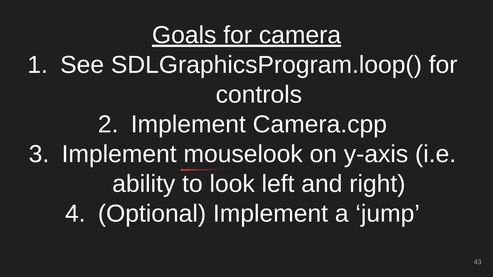And I want you to have the ability to implement mouse look on the y-axis. That is, if I move the mouse up, you can look up, and if you move it left and right, you also have that functionality. If you want, you can add more controls to your camera, things like jumping, maybe hitting the space bar to move your camera up for a second and then let it come down. That could be fun if you get that early.